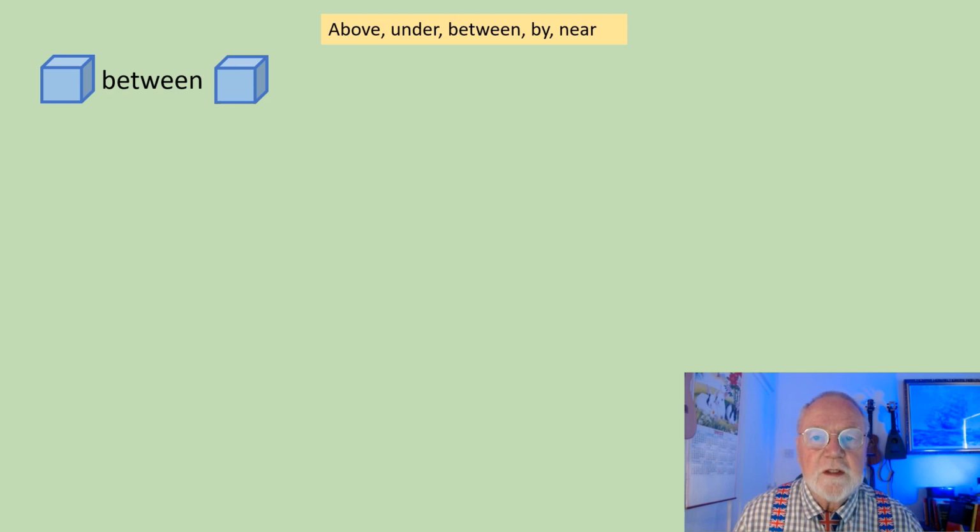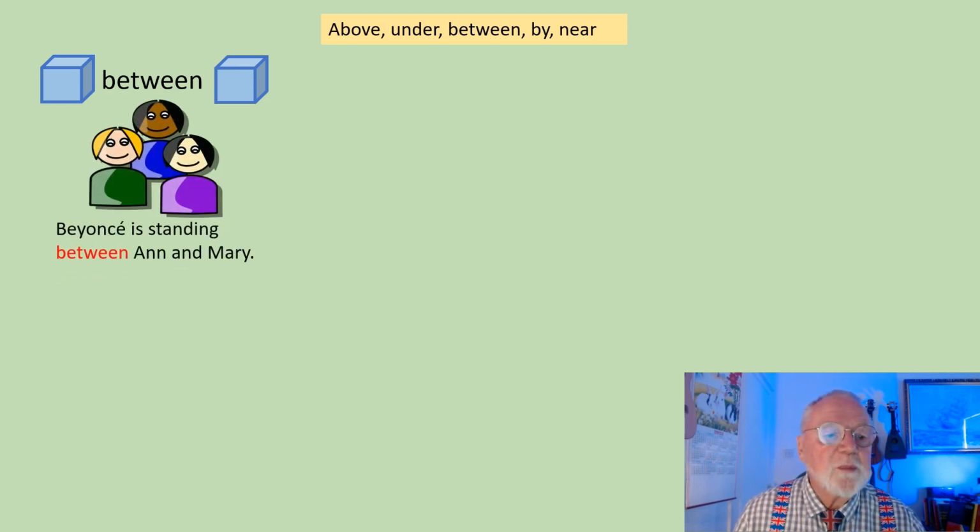Above, under, between, by and near. Let's take between first. Between means literally something which is placed between two objects, like the two cubes. So we could say here, Beyonce is standing between Anne and Mary.